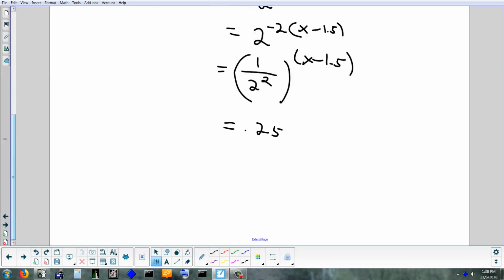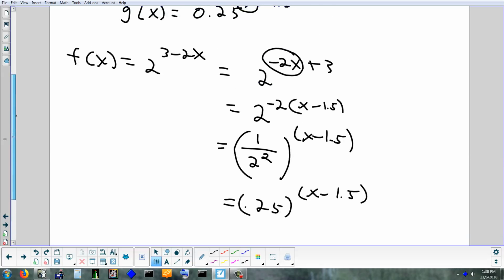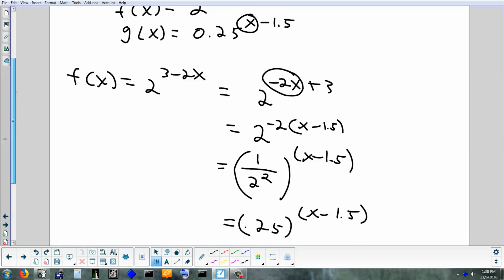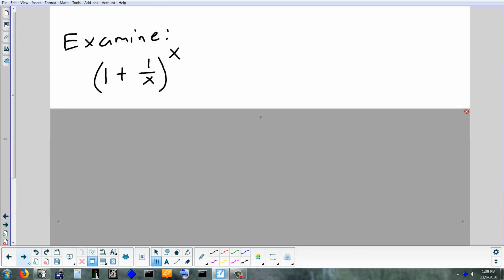So we just showed that even though they look different, they are exactly the same thing. They're both examples of decay. They're not growth. Any questions on that? Okay.